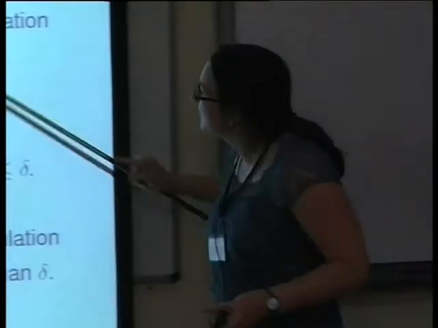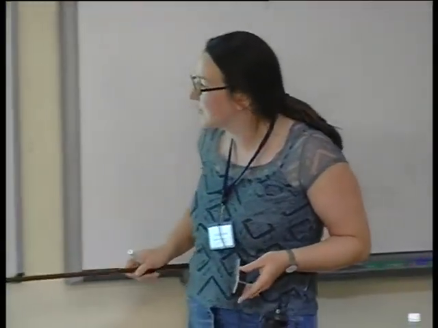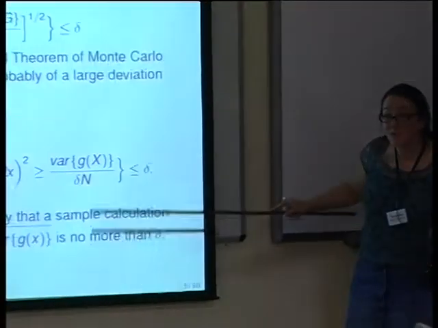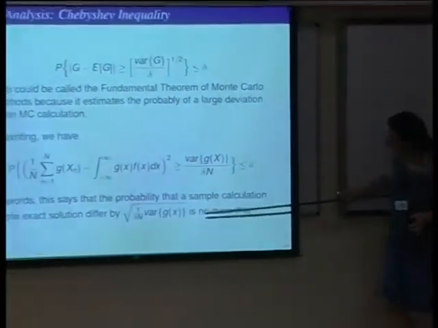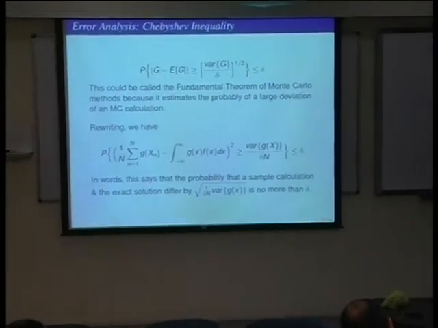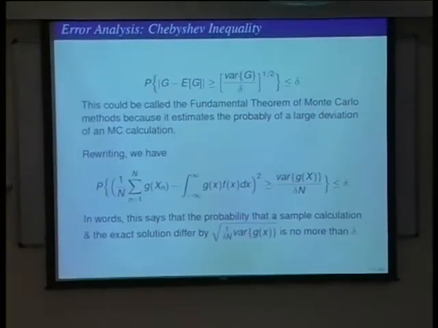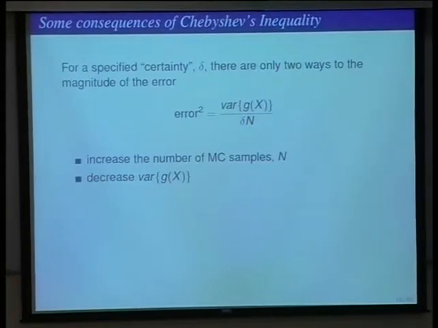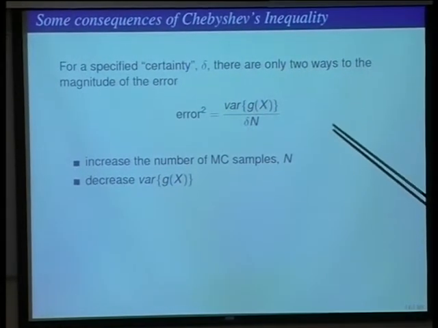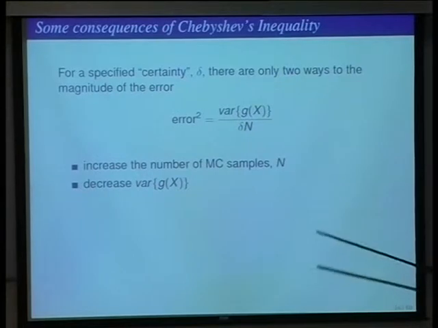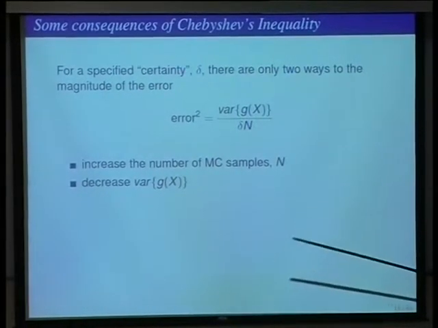And the rest of what we have here, this is what we have to work with. This just says the probability that a sample calculation and the exact solution differ by more than this quantity, for which we'll specify a numerical value, can be no more than delta. So you want the probability that your error is large to be small. That's what this says. Okay. So for some specified certainty, I want a probability of 0.99, something good.